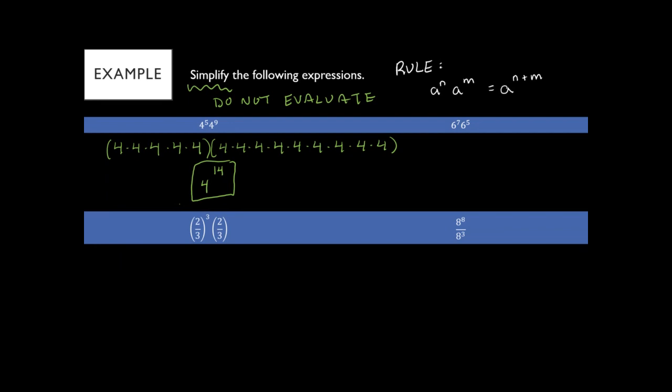So using that rule, this 6 to the 7th times 6 to the 5th is 6 to the 7 plus 5, which gives us 6 to the 12. So instead of having to write out all of those 6s multiplied together, we see a pattern. We can use that pattern, that rule, to do the math and simplify this without having to write it all out. You just add those exponents together.